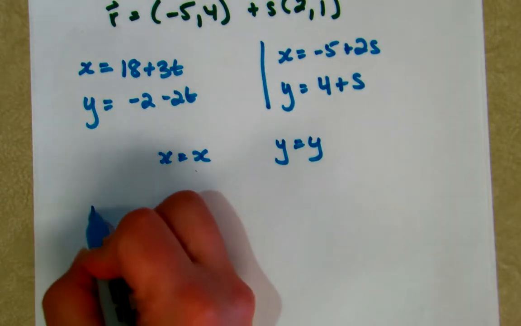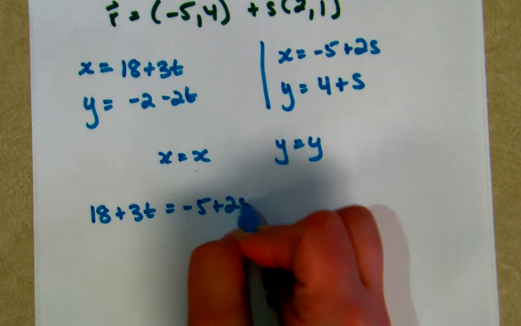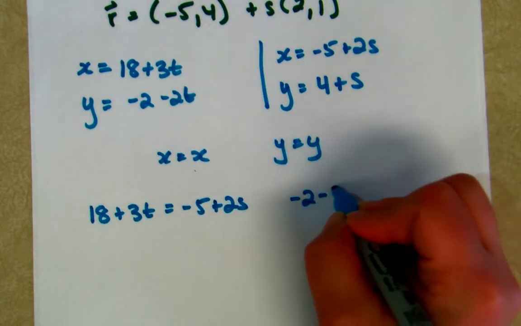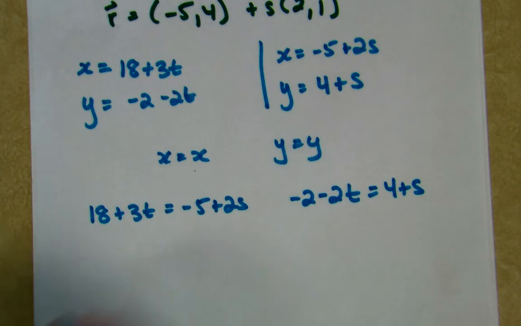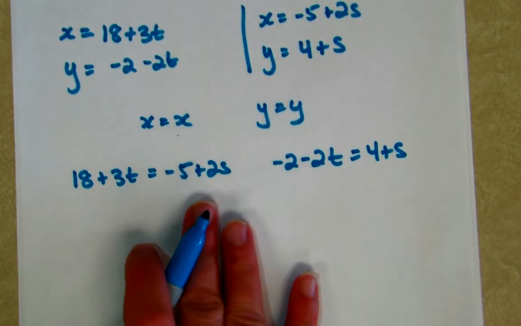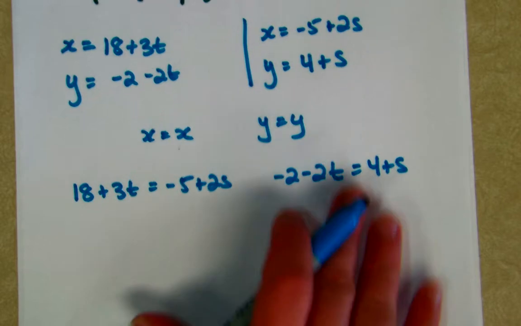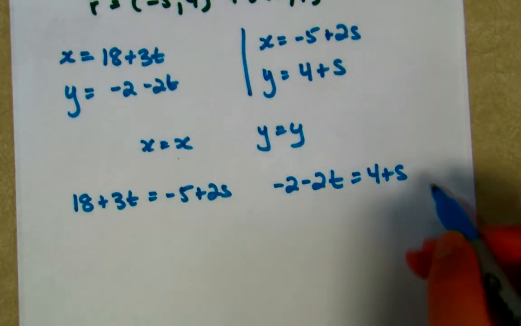So I'm going to set those equal to each other. So 18 plus 3t would have to equal negative 5 plus 2s, and negative 2 minus 2t would have to equal 4 plus s. So now I have two equations, but instead of solving directly for x and y, I'm solving for s and t, which are the parameters, which I will then use to find the x and y for my solution. I'm going to do substitution.